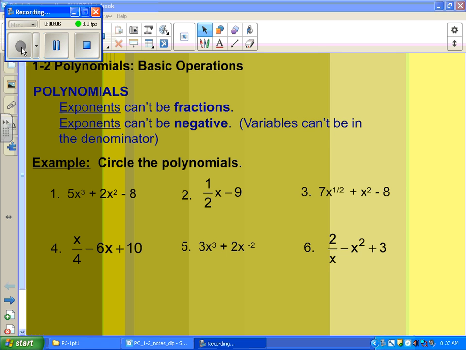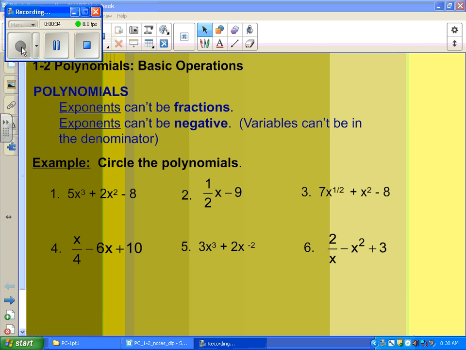2, Polynomials, Basic Operations. We're going to take a look at adding, subtracting, multiplying, and dividing polynomials. What is a polynomial? Well, poly is the prefix meaning many. You have monomials, which can be just constants. They can be variables. They can be a variable expression like 3x. And when you add or subtract a bunch of those together, you get a polynomial.